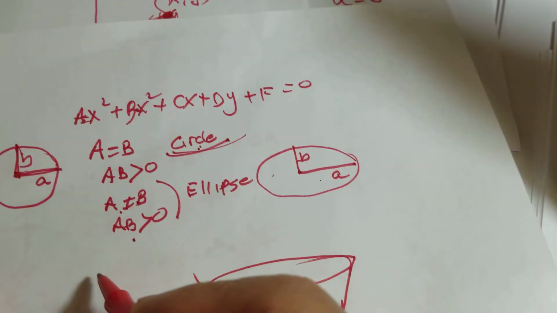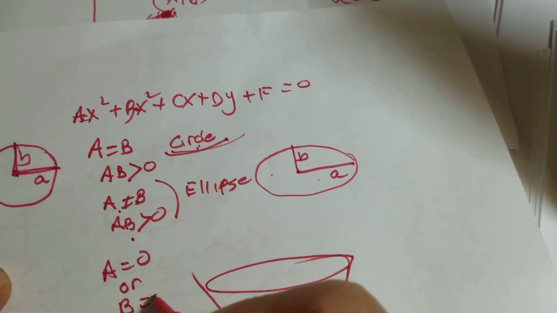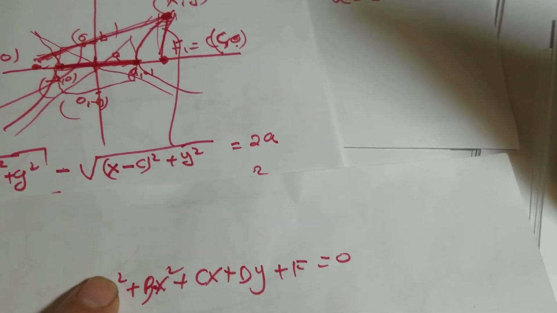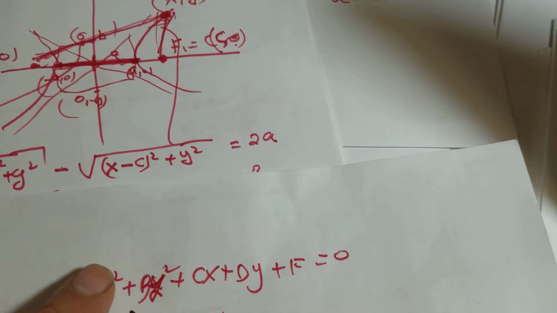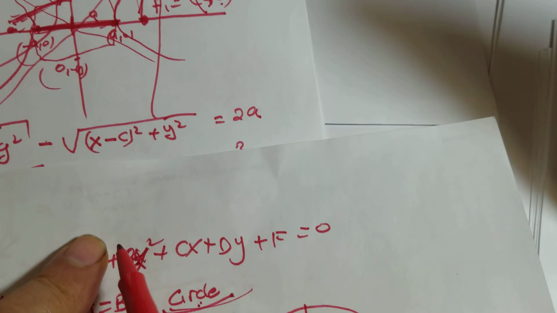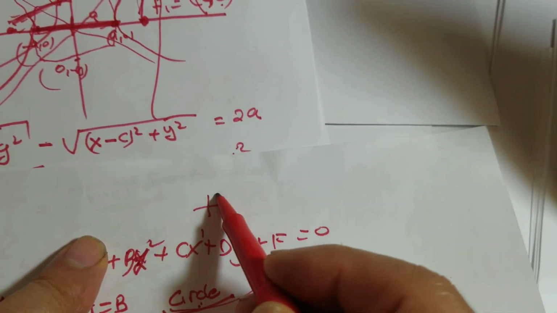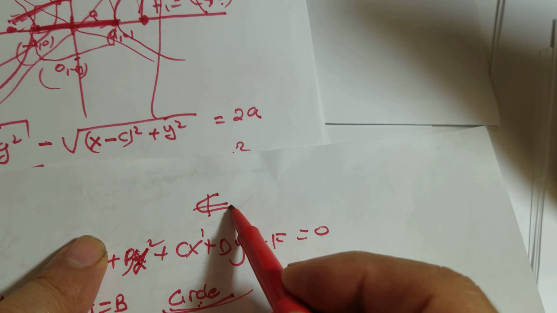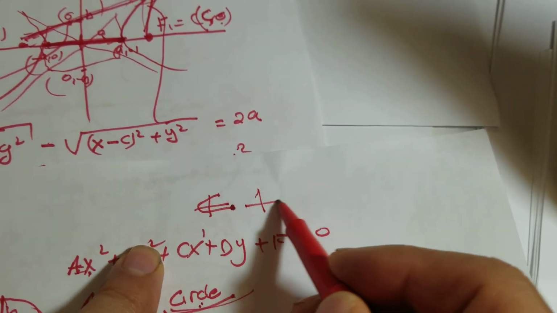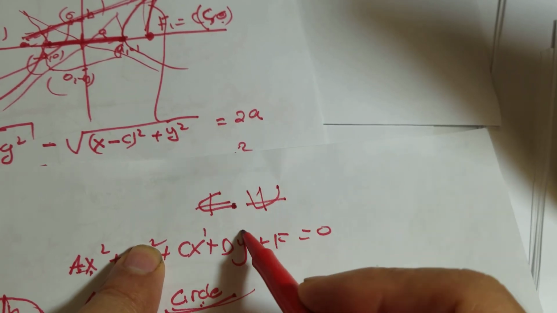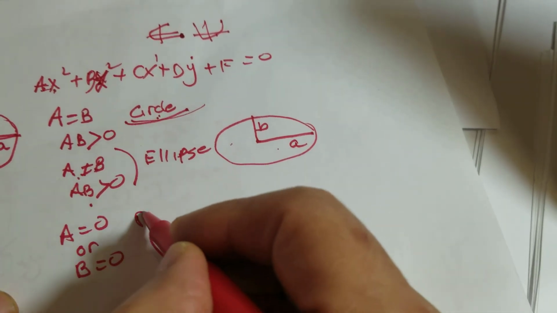But what happens if A becomes 0 or B becomes 0? If one of them becomes 0, this is a y squared. Therefore you have two y-intercepts and one x-intercept. Sometimes B is 0. If B is 0, you have two x-intercepts and one y-intercept. That is a parabola. And this is a parabola.